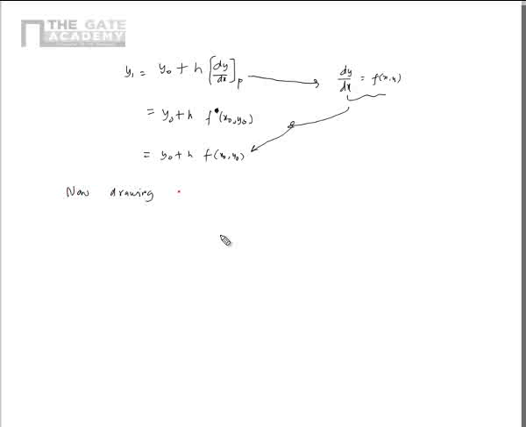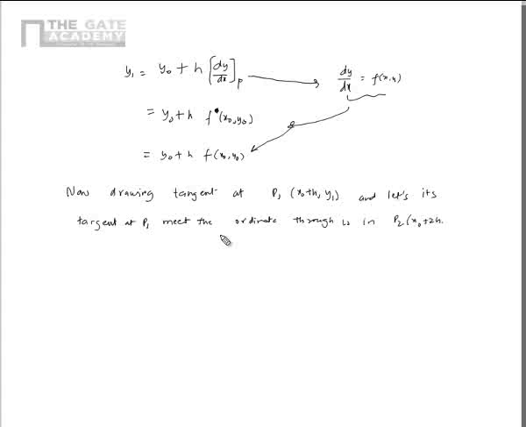Now drawing the tangent at P1, which is (x0 plus h, y1), let this tangent at P1 meet the ordinate through L2 at point P2, which is (x0 plus 2h, y2). So basically you are approximating the curve by a straight line, which is nothing but the tangent to the curve at the former point.